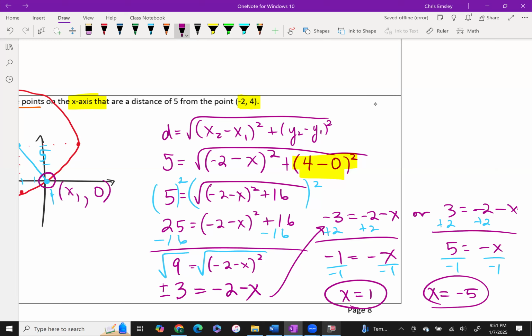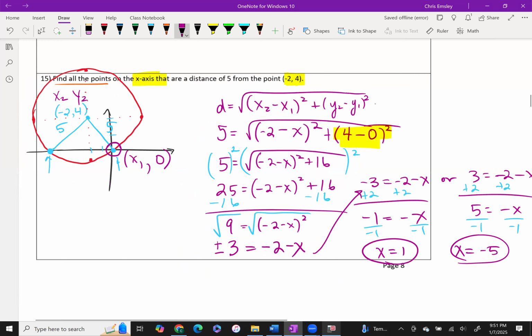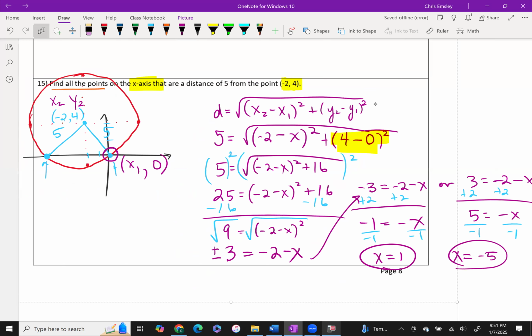Oh, I circled them, but I shouldn't. Those aren't quite my final answer. Read the directions. My directions said find the points on the x-axis. So I need to write them as points. The first one on the x-axis is 1, 0. And the second one on the x-axis is -5, 0.